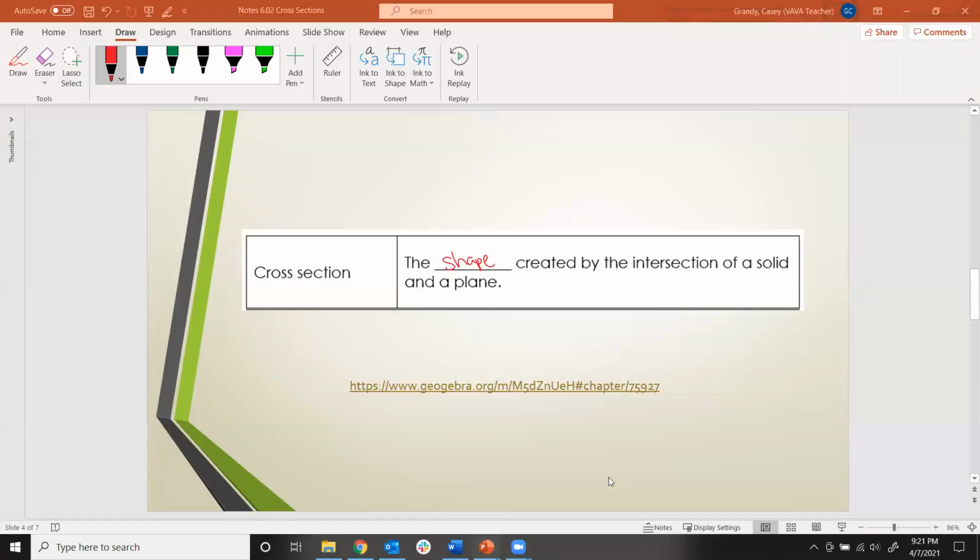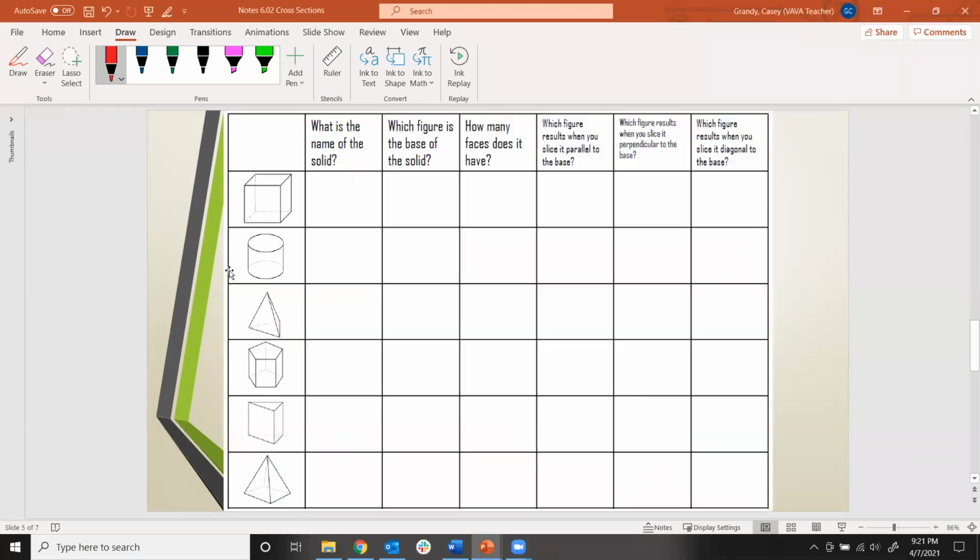I would like for you to try and fill in this chart. I'll do the first one together with you. What's the name of the solid? What figure is the base of the solid? How many faces does it have? Which figure results when you slice it parallel to the base? What would you get slicing it perpendicular to the base? And what about diagonally to the base?